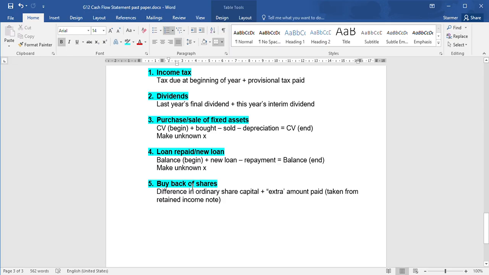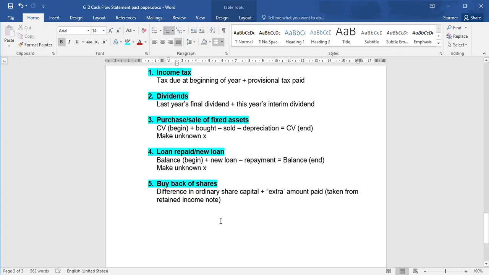And then lastly, buyback of shares. The amount you pay when you buy back is going to be the difference in the ordinary share capital amounts from last year to this year, plus any extra amount that you pay. Remember, in cash flow, there's no matching. We're just interested in the amounts that we actually receive or actually pay. So when you buy back, you don't only pay back the average issue price to buy back those shares, you usually also pay an additional amount. So don't forget to add on that additional amount.